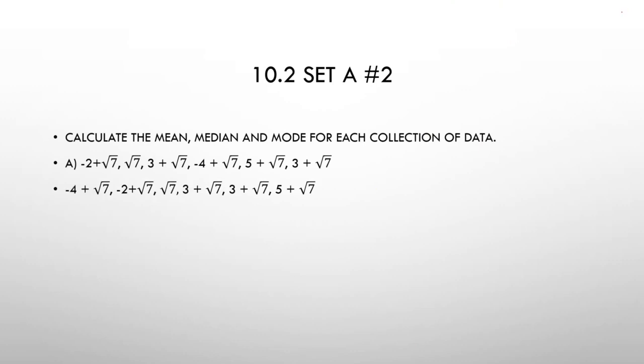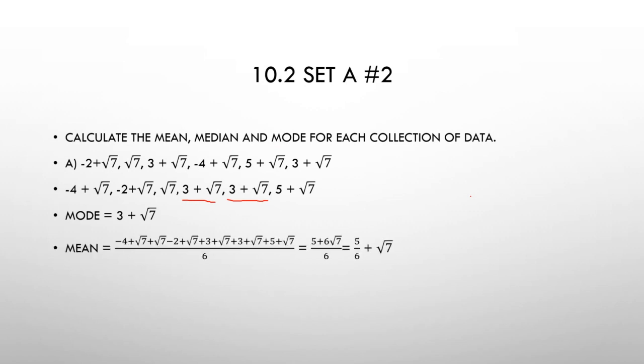So the first thing I did was put my numbers in increasing order. So the smallest is -4 plus the square root of 7, and the largest is 5 plus the square root of 7. And the mode, the number that occurs the most often, I can see that there are 2 numbers that are the same. That's 3 plus the square root of 7.